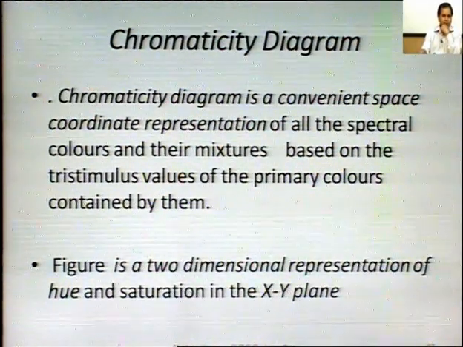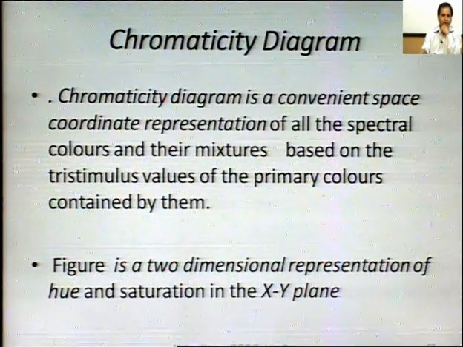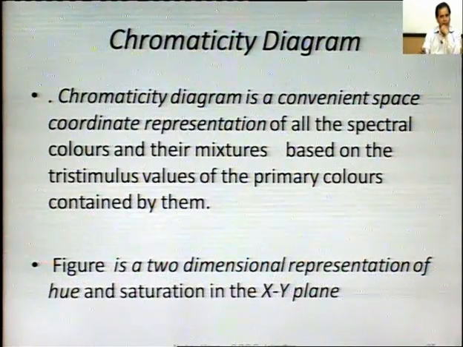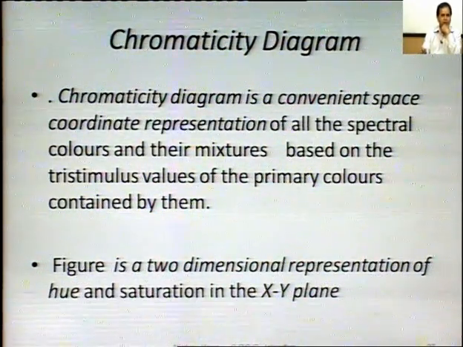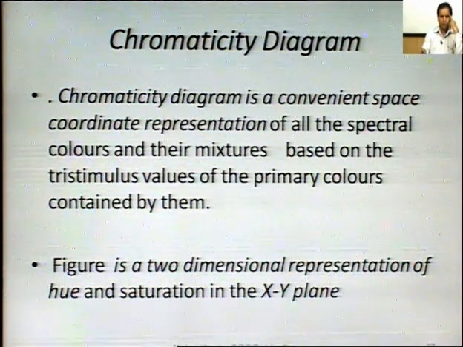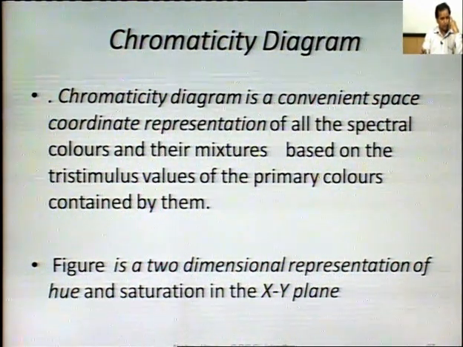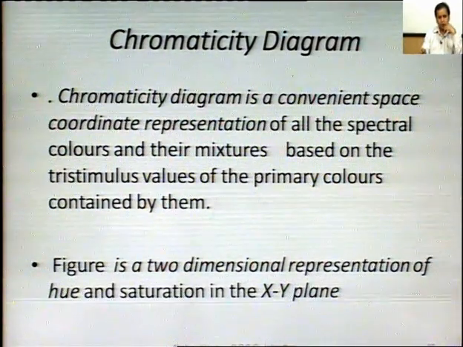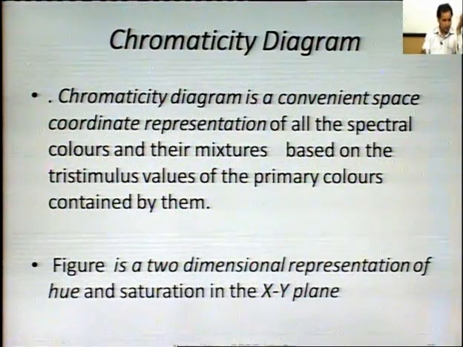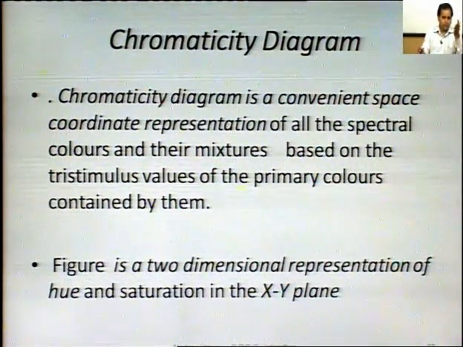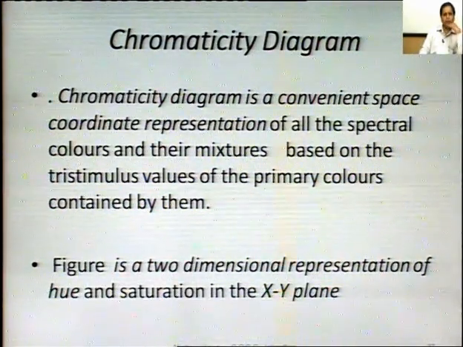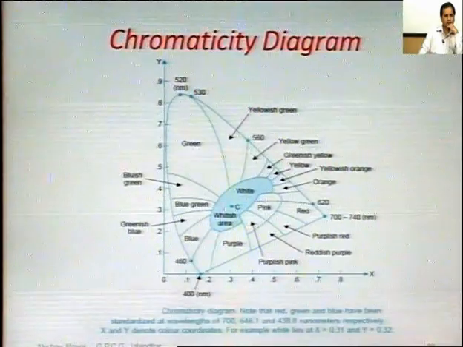Next is the chromaticity diagram. The chromaticity diagram is a convenient space coordinate representation of all the spectral colors and their mixtures, based on the tri-stimulus values of the primary colors contained by them. We will just see the figure in the xy plane, or two dimensional plane, that will show the chromaticity. The figure is a two dimensional representation and it has both hue and saturation in the xy plane.